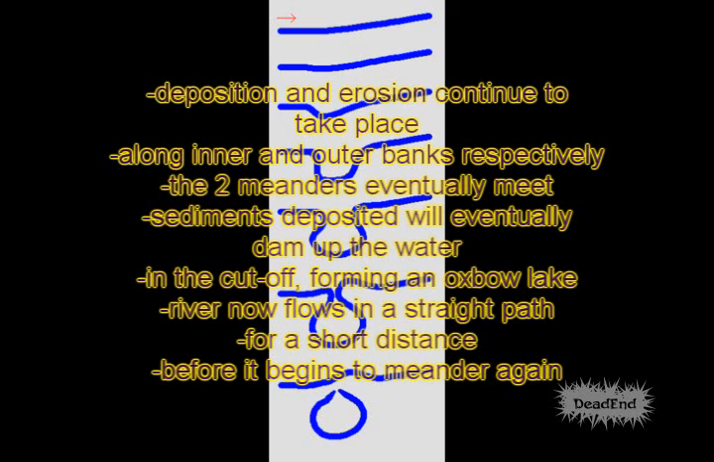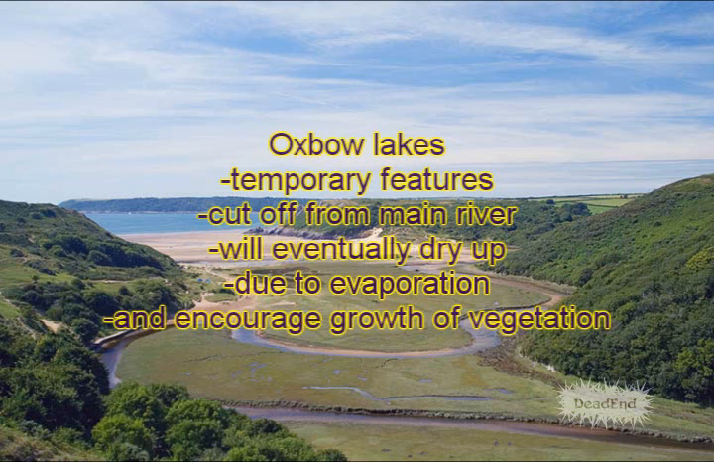The river will now flow in a straight path for a short distance before it begins to meander again. Oxbow lakes are generally temporary features. As it is cut off from the main river, the oxbow lake will eventually dry up due to evaporation and encourage the growth of vegetation.